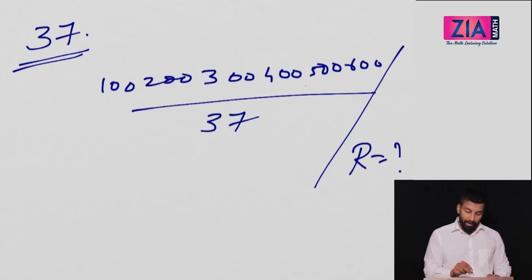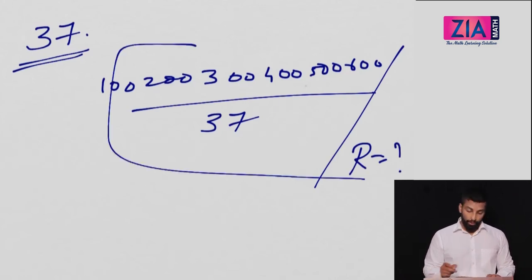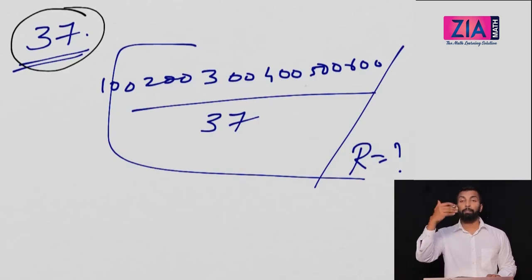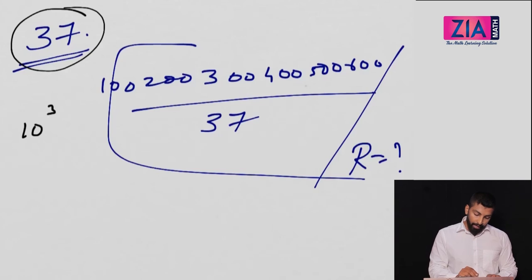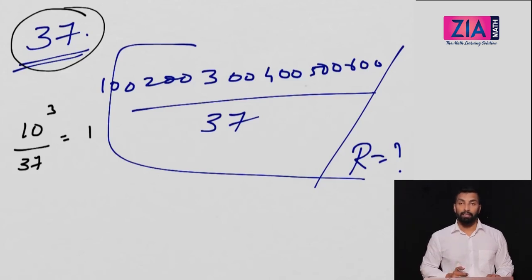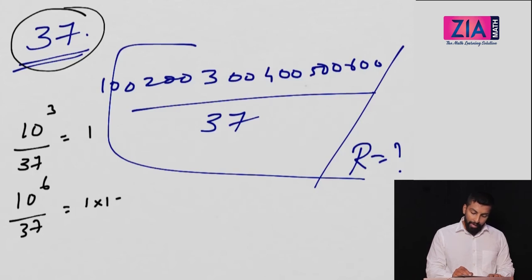So what is the remainder in this case? That is your question. How will you solve it is what I need to discuss with you. Basically the divisibility rule of 37 also depends on the third power of 10, like you have seen earlier. See, 10 raised to 3 divided by 37, you get 1 as the remainder. 1000 divided by 37, 1 is the remainder. So what about 10 raised to 6 by 37? 1 into 1, that is also 1.